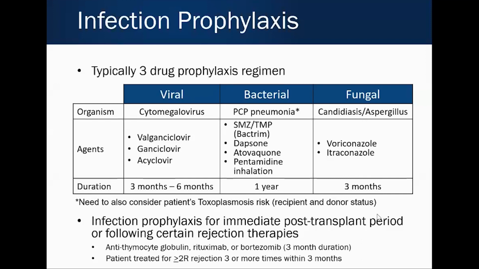If a patient is treated for a 2R or greater, so a 2R or 3R, 3 or more times within 3 months. It can be a little complicated to remember that, but essentially if a patient's getting bolus dose steroids 3 or more times within 3 months, we deem that as enough steroid exposure, because if you think about it, that's essentially getting up to 9 grams of steroids within 3 months, plus their maintenance and tapered doses, that is also an indication to resume 3-drug prophylaxis.